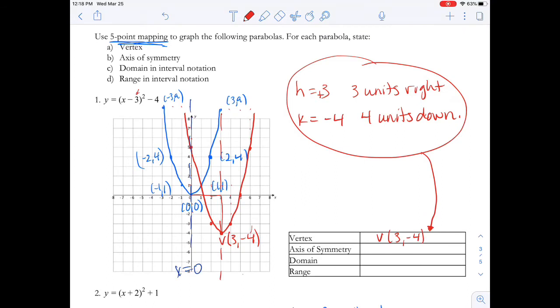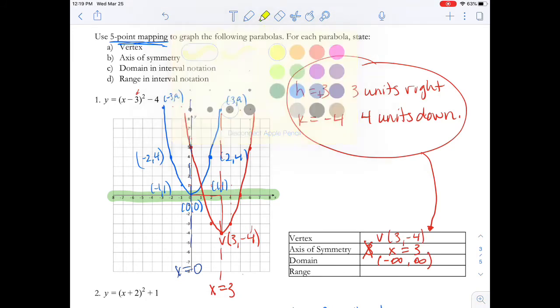So the equation of this axis of symmetry is x equals 3. And when we write it in our table, we don't want to just write it as 3. We're going to write it as the equation of the line x equals 3. The domain of this parabola is the same as the domain of every parabola, and that is negative infinity to infinity. I'm probably going to stop asking that question soon.